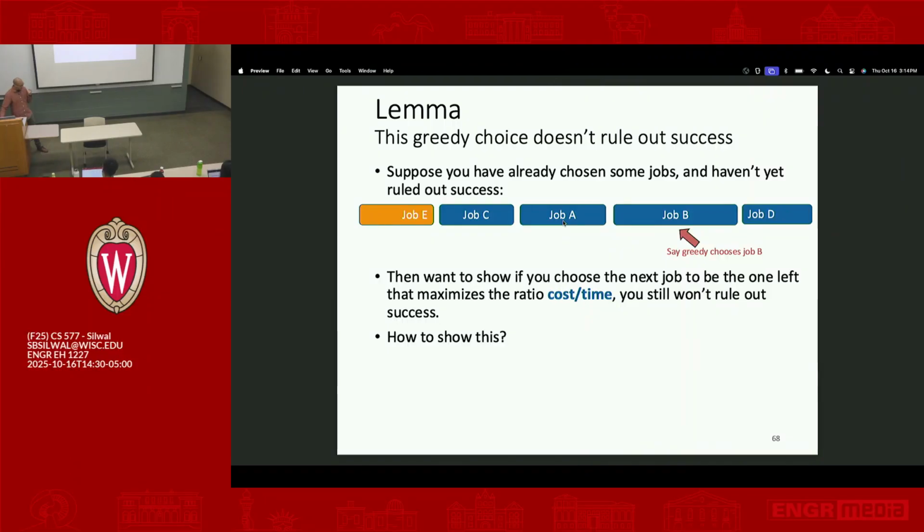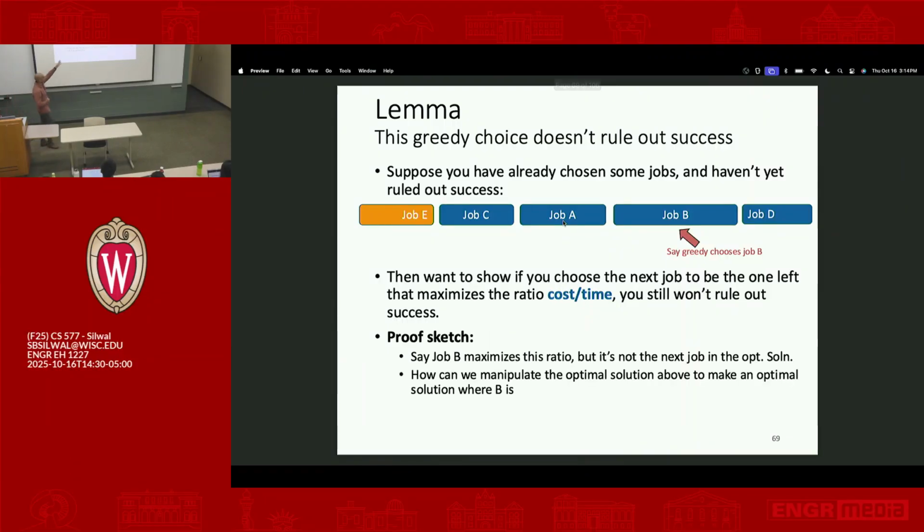So all I'm saying is, if the next choice that greedy makes is somewhere down the line, well, I can keep making swaps and get it so that B is next to E. Then you get E and B. And that has not hurt the optimal. The optimal solution stays the same, or maybe even improves. It doesn't get worse because I did this swapping. Why was it valid to swap A and B? Well, B has a better cost per time ratio.